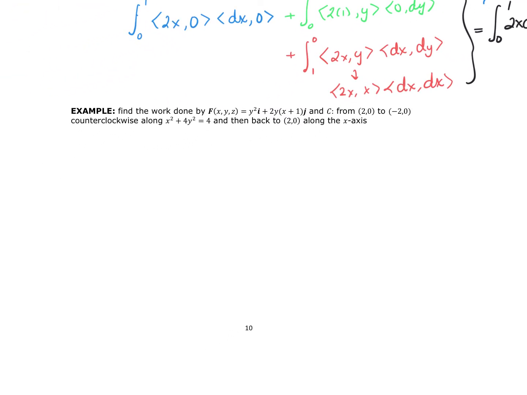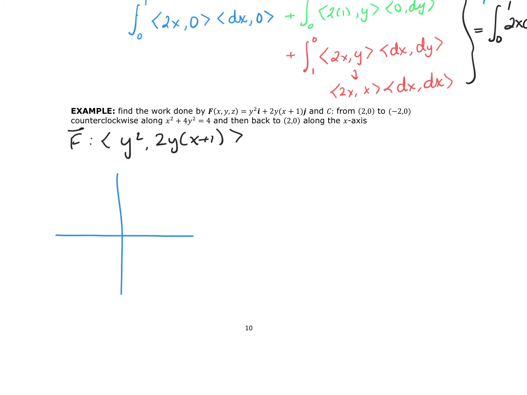We are going to find the work done in this vector, y squared plus 2yx plus 1 in the ij direction. Notice that there's no k, but it's still in terms of x, y, z, and that's totally fine. So our vector field is going to be y squared, 2yx plus 1. We're going to go from 2, 0 to negative 2, 0. And we're going to go counterclockwise along this ellipse.